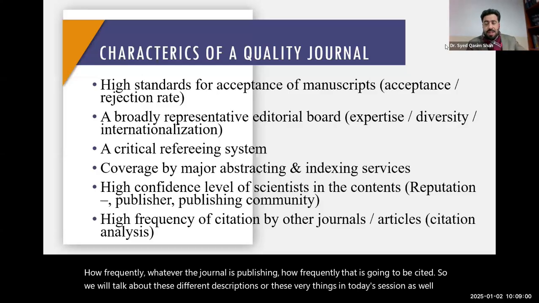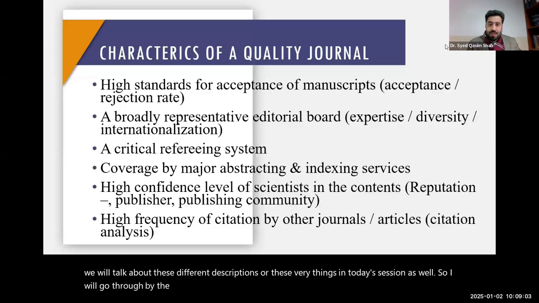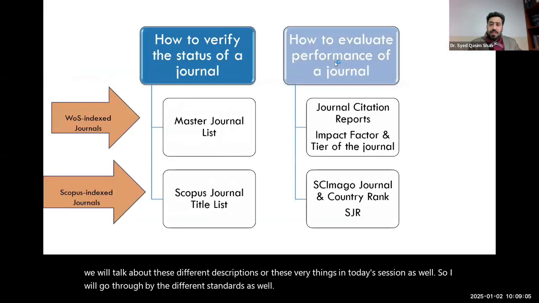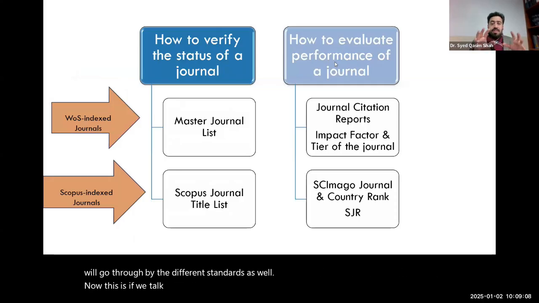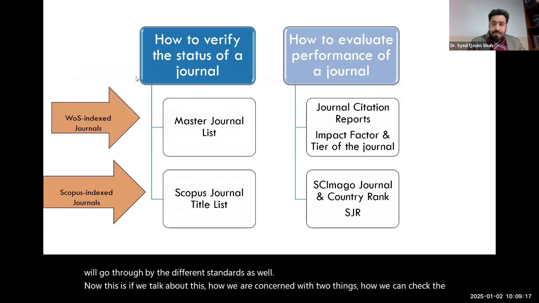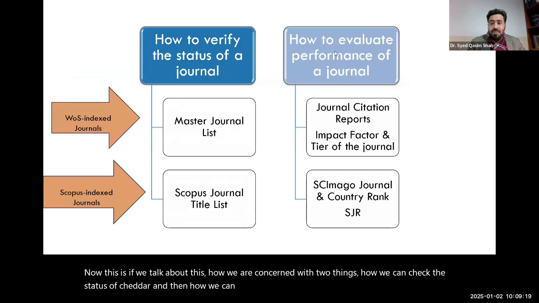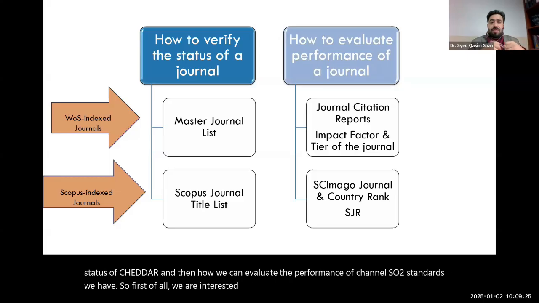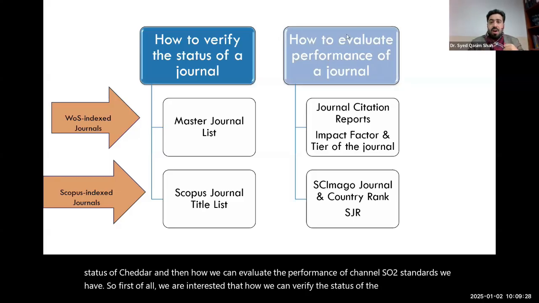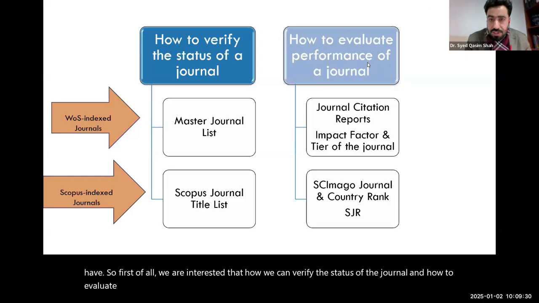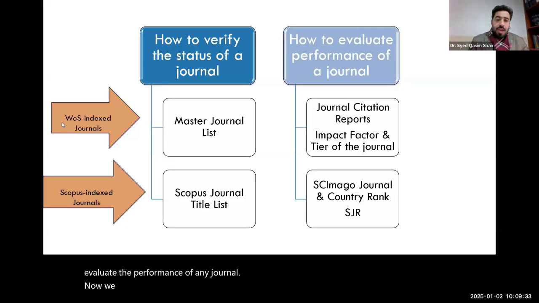I will go through the different standards as well. We are concerned with two things: how we can check the status of a journal, and how we can evaluate the performance of a journal. So we have two standards. First, how we can verify the status of the journal, and second, how to evaluate its performance. Now we have two types of major indexes. Number one is Web of Science indexed journals.